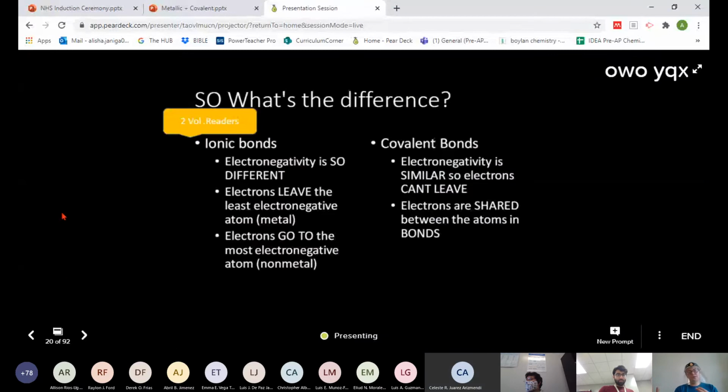Alright, so if you're a person who wants to see this in words, Mr. Boyd, will you read the stuff on ionic bonds? Electronegativity is so different. Electrons leave the least electronegative atom, the metal. Electrons go to the most electronegative atom, which is the nonmetal. Thank you very much. And who wants to read about the covalent bonds?